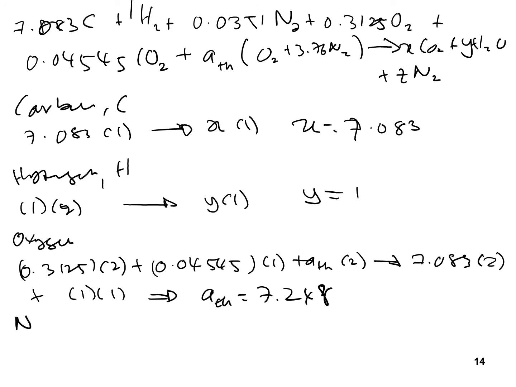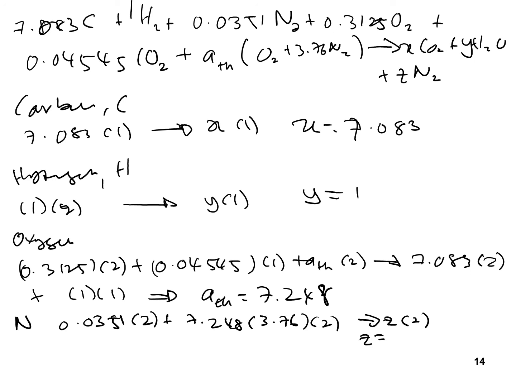Nitrogen, which is equal to 0.0351 times 2 plus 7.248 times 3.76 times 2, and Z times 2. So Z is equal to what? 0.0351 times 2 plus 7.248 times 3.76 times 2, divided by 2, which is 27.288.